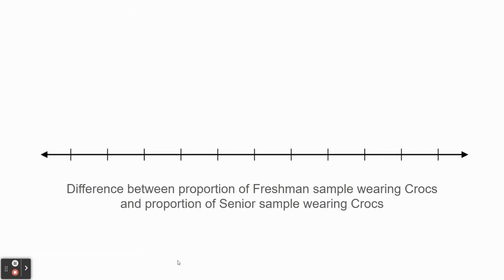So I'll take that difference of negative 0.3 and I'm going to plot it on a graph. So again, this graph is going to show the difference between the proportion of the freshman sample wearing Crocs and the proportion of the senior sample wearing Crocs. The difference that I calculated was negative 0.3. So I don't know exactly what scale to make yet. I'll just put that here. This is negative 0.3. And I'm going to put one dot here to show that I got one difference between sample proportions of negative 0.3.